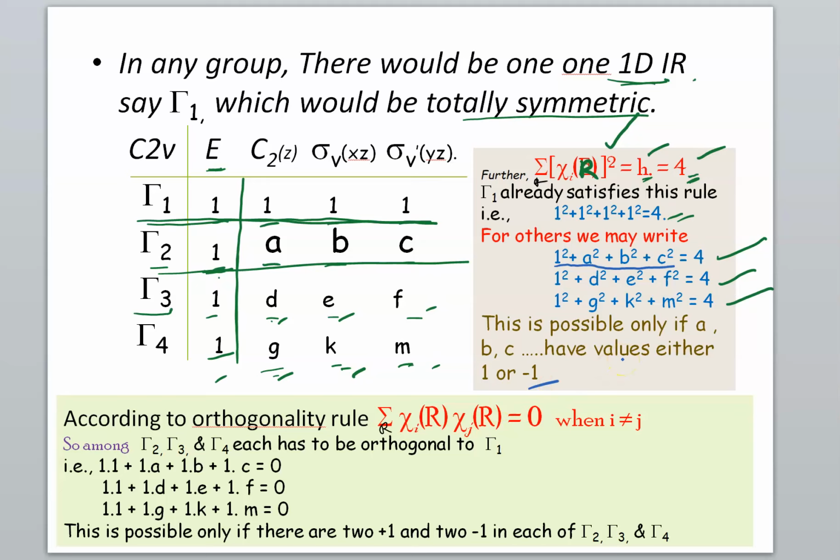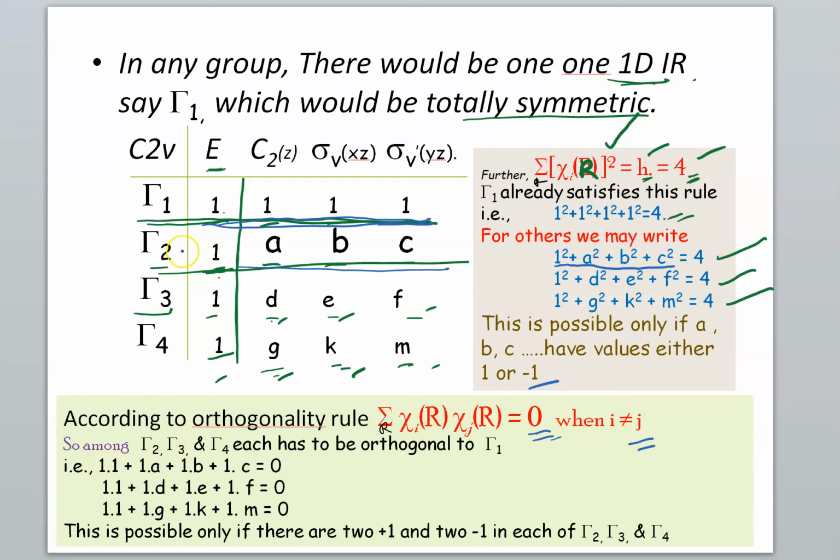According to the orthogonality rule, rule 3, the characters are orthogonal. That is, sigma over r of chi i(r) chi j(r) is equal to 0 when i is not equal to j. By squaring the characters of a particular representation, we get the order of the group. By multiplying the characters of different representations and summing over all the operations, we get the value 0. That is, they are orthogonal. In a particular representation, the characters are normalized. In the case of two representations, they are orthogonal, which means their product sum will be equal to 0.